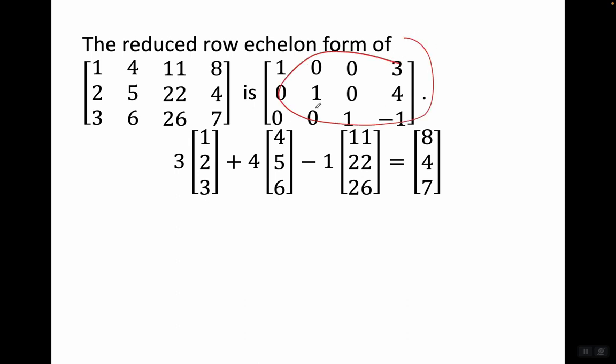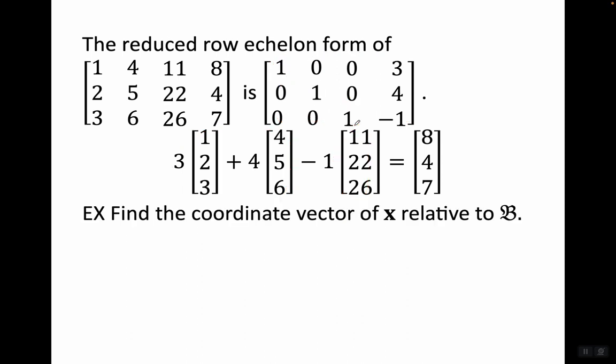So here's what our solution is. We have c1 equal to 3, c2 equal to 4, and c3 equal to negative 1. So that means 3 times this vector plus 4 times this vector minus 1 times this vector is (8, 4, 7). And if you do the math, you'll see that it works out. Find the coordinate vector of x relative to B. Well, that's just going to be (3, 4, -1), those coefficients that are in front of the vectors for the basis.